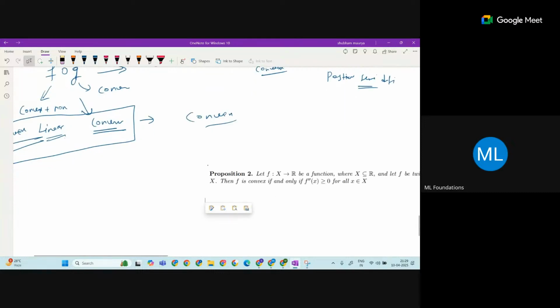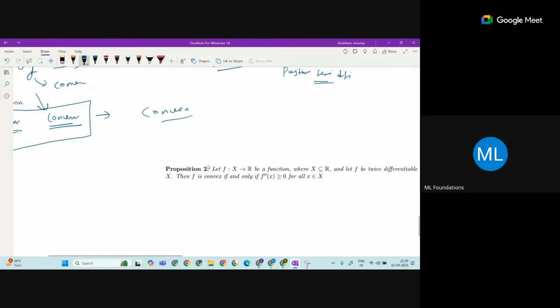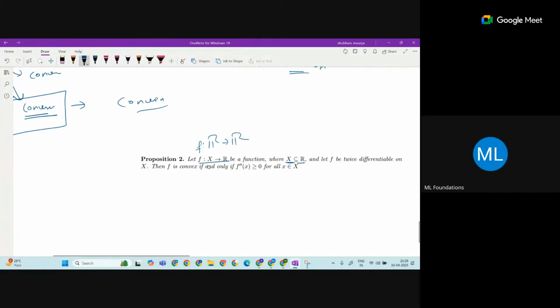If our function is one variable, please see it. This X is a subset of R, and our function is from R to R, or a subset of R. It is twice differentiable, meaning we are able to get the derivative two times, like for the function f(x) equals x square, or maybe x to the power 5 or 4, a kind of polynomial. We need a second derivative. If it is twice differentiable and the double derivative is always greater than 0 within the domain, then your function is convex.